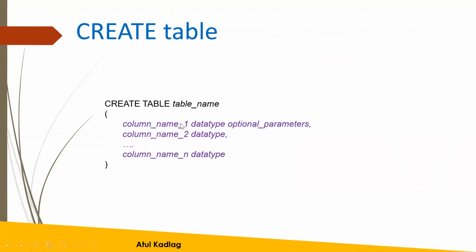Suppose you are going to give first name as a column name, and if it is of alphabetical character values, then we can mention it as character type or varchar. Optional parameters, if there are any, like primary key or foreign key, we can mention here. Similarly, we can mention other columns as well, one by one with their data types, whatever columns we need, and then we can execute it.